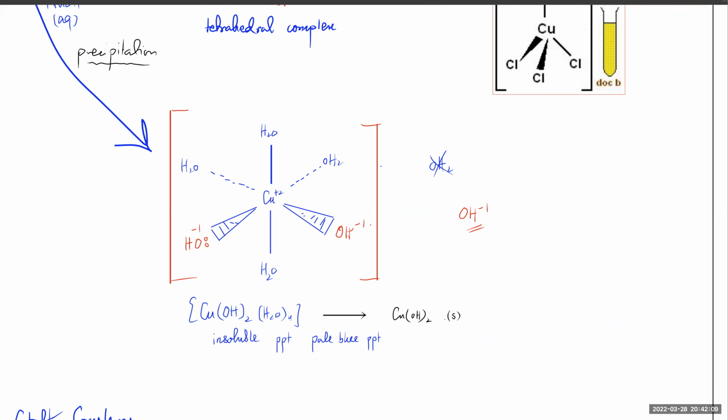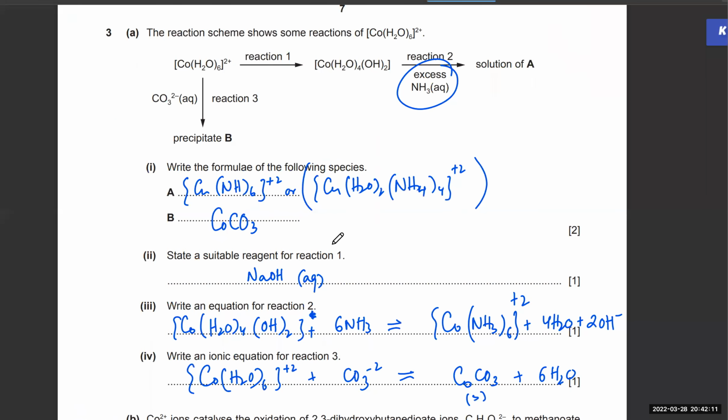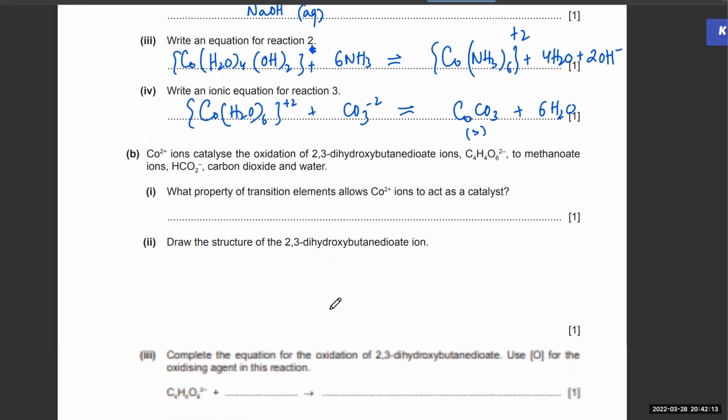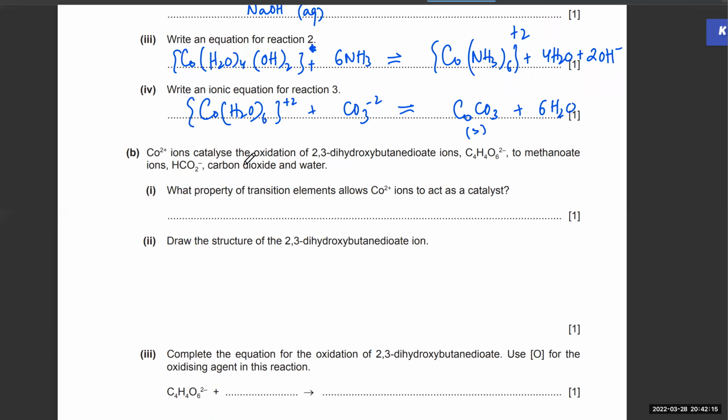Now the next question is: cobalt ions catalyze the oxidation of this thing to this thing and carbon dioxide, right? What property allows cobalt ions to act as catalyst? I'm pretty sure variable oxidation. Yeah, so variable oxidation states.